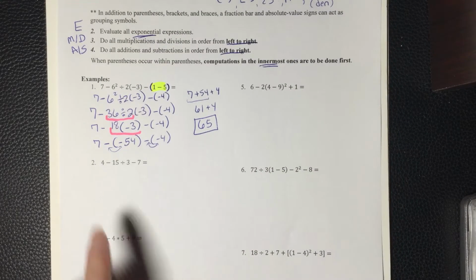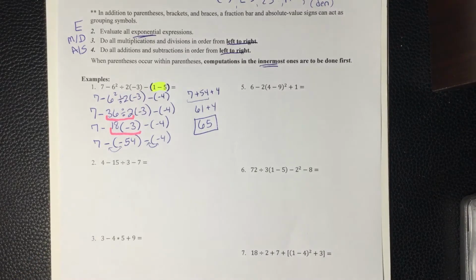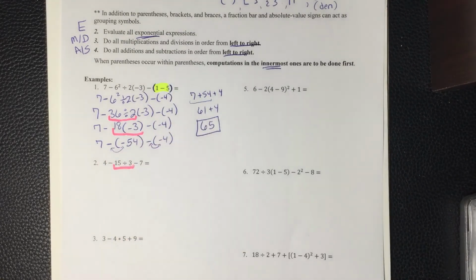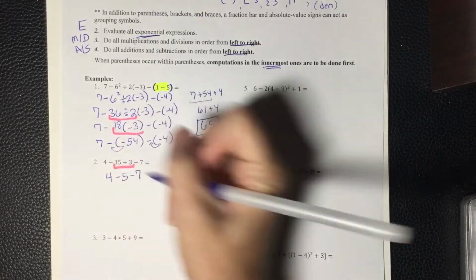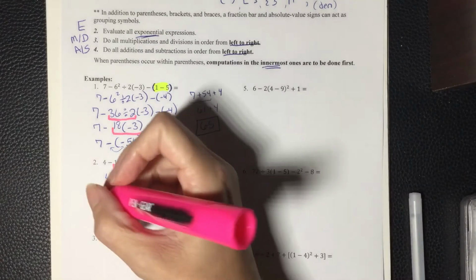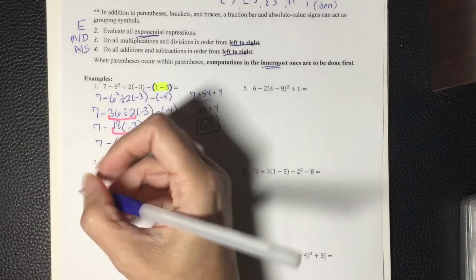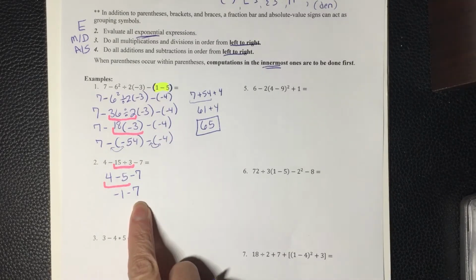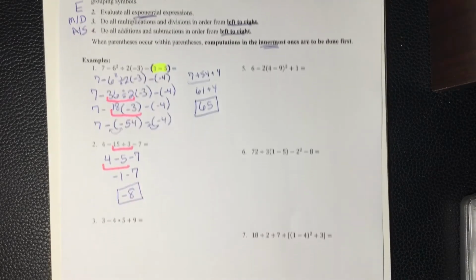If we look at number 2, I don't see any parentheses, I don't see any exponents. So I'm going to start by going left to right, doing any multiplication and division. So here's a division, I will do that first. So that'll be 4 minus 5 minus 7. Now I'm just going to go left to right doing addition and subtraction. So I start with 4 minus 5. So 4 minus 5 will be negative 1. Then negative 1 minus 7, the signs are the same. So we add those and keep the sign, we get negative 8.